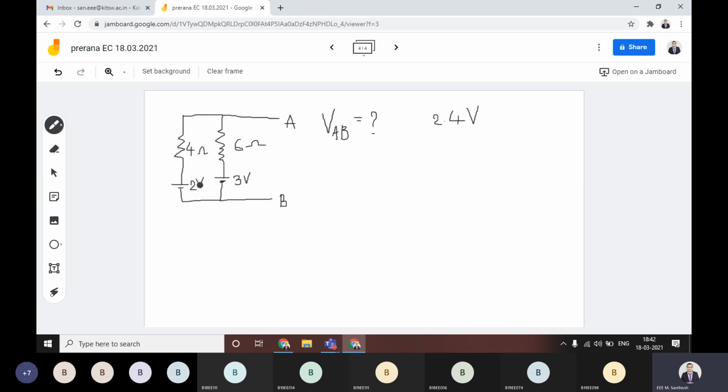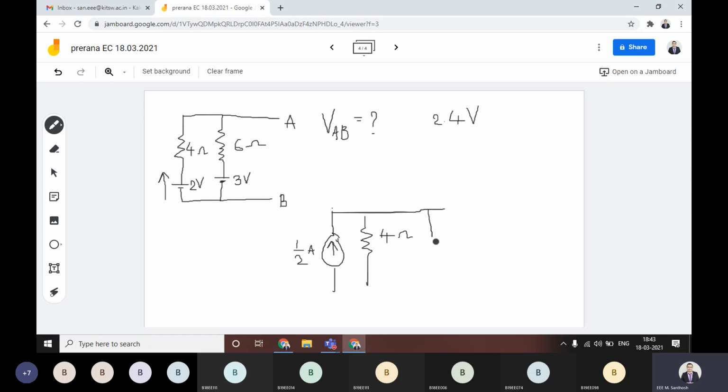You can do it two ways. You can apply the source transformation for this one and this one. If you apply it for this, it will be a current source in parallel with the resistor. The resistor value is 4 ohm, you know already. Then the current is in this direction, because this side is negative and this side is positive, the convention is this way. For that reason, the current is in this direction. The magnitude is 2 volts by 4 ohm, that means 1 by 2 amperes.